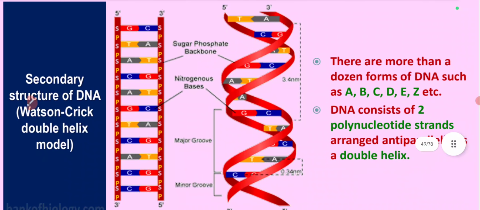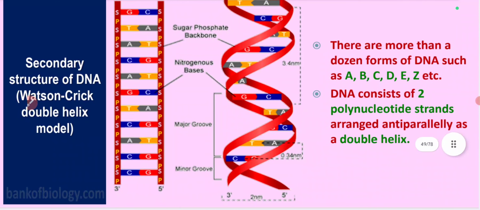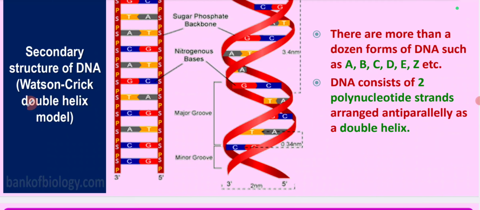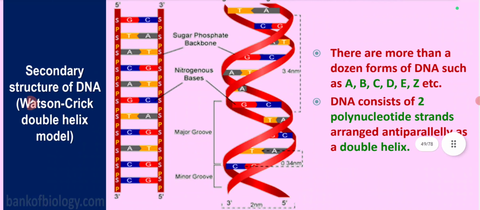Here you can see the secondary structure of DNA, the Watson-Crick double helix model. There are more than a dozen forms of DNA such as A, B, C, D, E, Z, etc. DNA consists of 2 polynucleotide strands arranged antiparallelly as a double helix. See these diagrams? A major groove, minor groove, and 3' to 5' end, 5' to 3' end, and between them how the nitrogenous bases are attached.